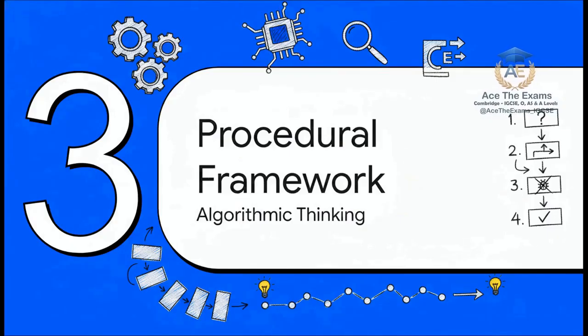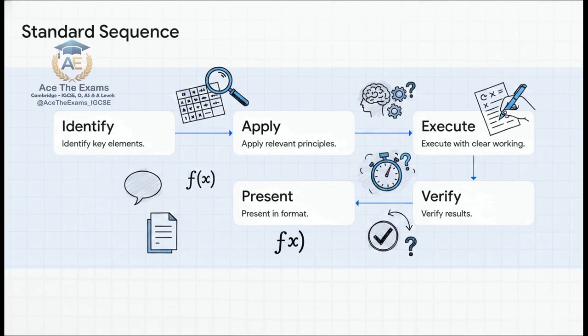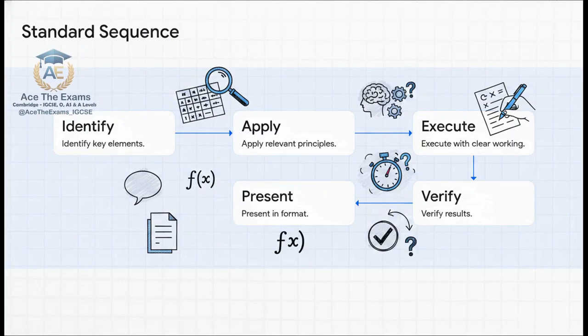This framework forces the analytical depth that examiners are desperate to see. Which brings us to Section 3, the procedural framework, algorithmic thinking in exams. So, the crucial takeaway here is that tackling bus width requires step-by-step decomposition and systematic processing. You really need to treat the exam question itself like a piece of code that needs compiling. Algorithmic thinking means you don't just pick up your pen and start writing immediately. Instead, you execute a standardized sequence.